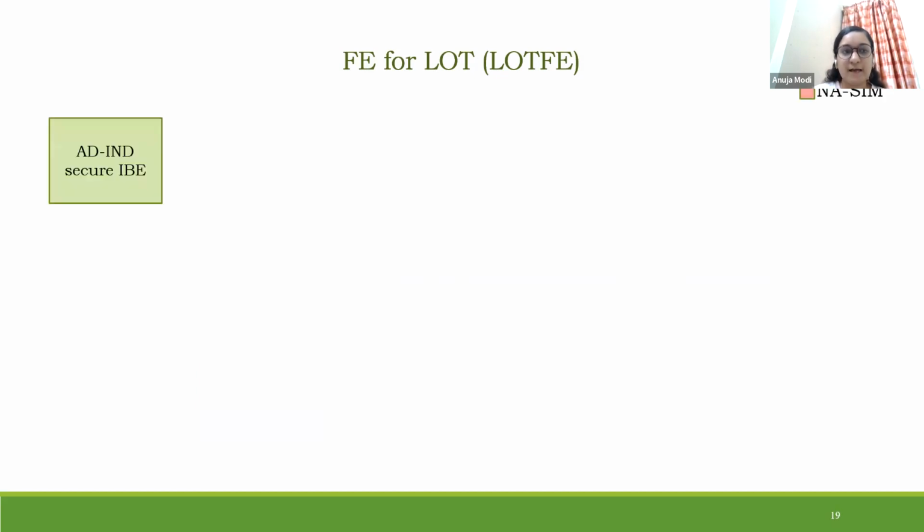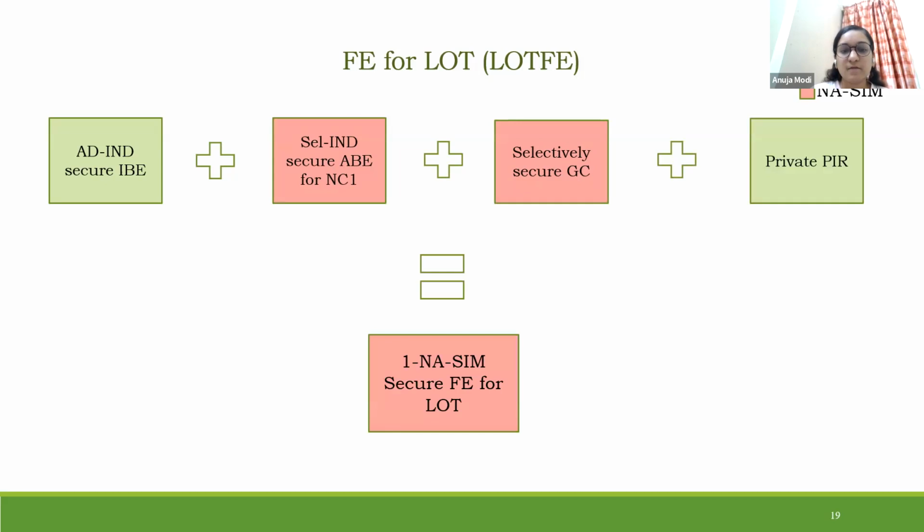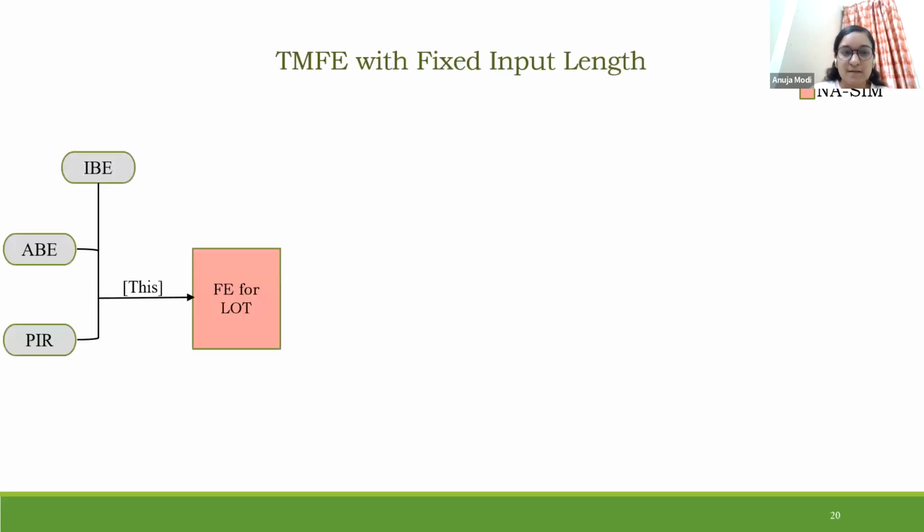So if we have adaptively indistinguishable secure IBE, selectively indistinguishable secure ABE for NC1, selectively secure garbled circuit, and a private PIR, then we can construct one non-adaptive simulation secure FE for laconic OT. So we constructed FE for laconic OT using IBE, ABE, and PIR.